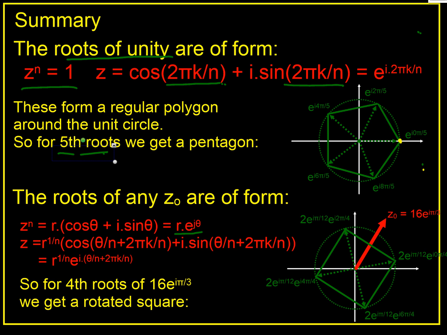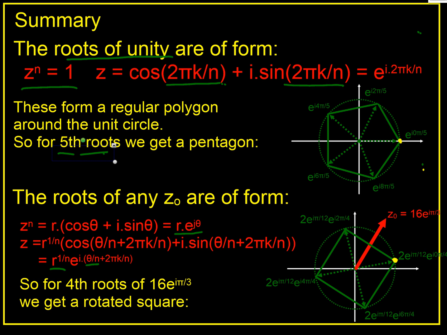And if we generalize that further and we looked at any general point e to the j theta, we would start by finding what the base root is, r to the 1 over n, e to the i theta over n. That will give us our first point, which will be here in this example, and then we would find our other roots from there by our rotation round by 2 pi k over n. Each one's a rotation of 2 pi over n.